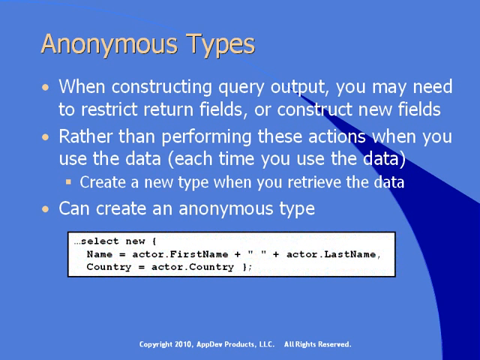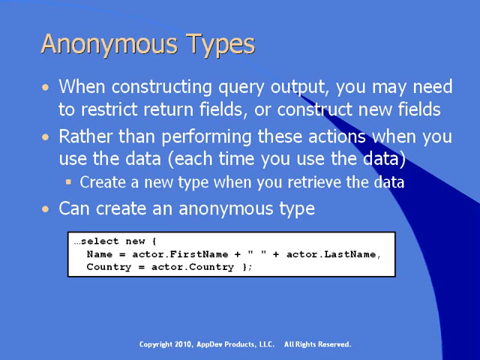The syntax looks like this. As part of your select clause, you use the new keyword followed by curly braces. And then you specify the names of the fields you want in the output data structure, in this case name and country. Name is created in this case by combining two other properties of the actor class together, and the country comes across as just the country property of the actor.